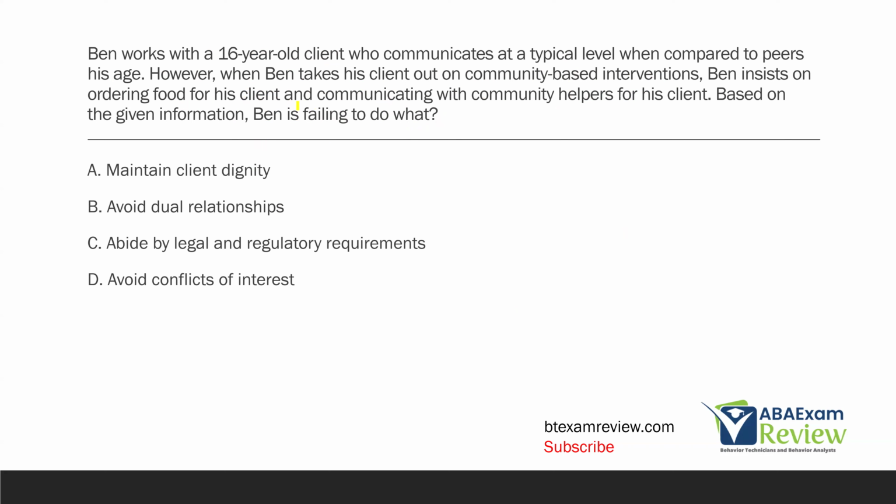So let's think about this. We're looking at Ben's behavior. And what do we know about Ben? What is he failing to do? Well, we know he's working with a 16-year-old who communicates at a typical level when compared to peers his age. That's great. So we have the 16-year-old that Ben is taking to the community. He's taking them out. He's intervening with them in the community natural setting. We have a 16-year-old who can communicate for themselves at a typical level.